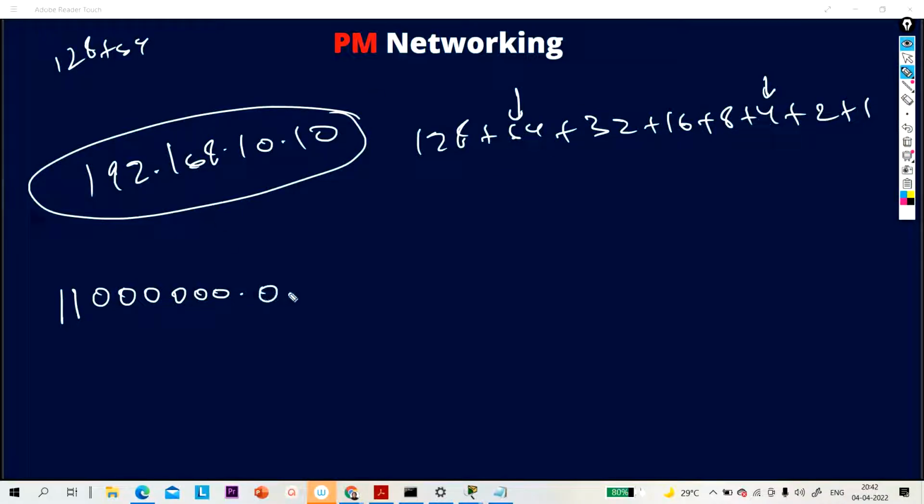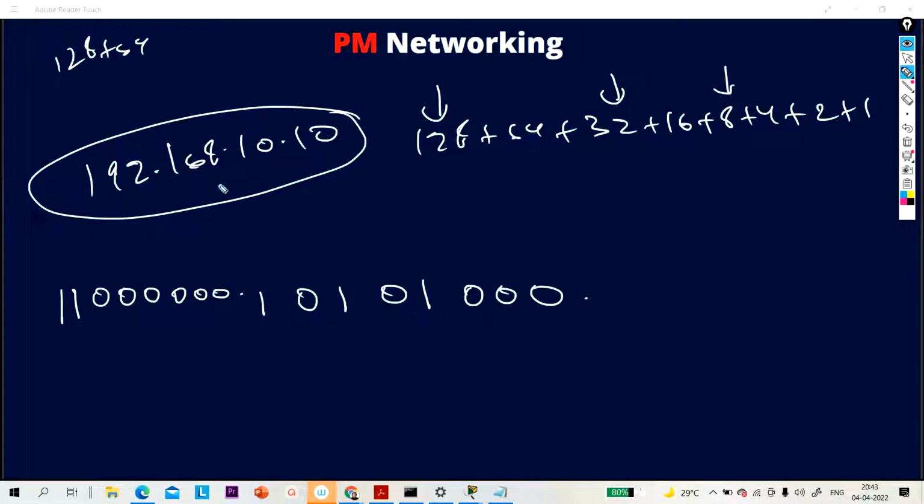What will be the binary? 0 1 0 0 0 1 0 0. But we need to write 168, not only 68. Yes, 160. Oh, sorry. So basically it should start from 128 plus 32, which is 160, and then 8. So 168 is 1 0 1 0 1 0 0 0.